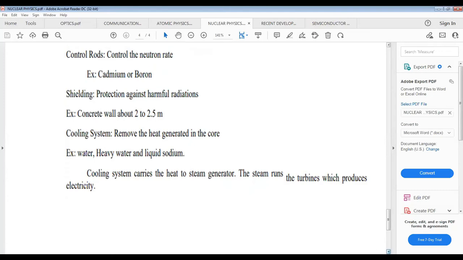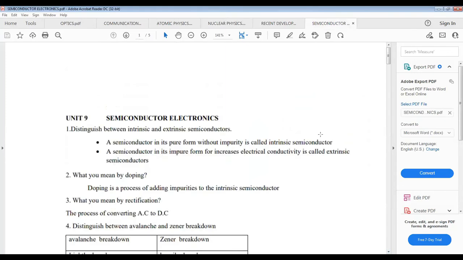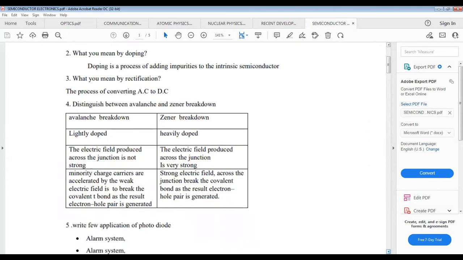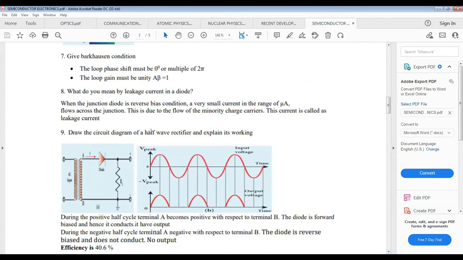Then coming to our next one, semiconductor physics. In semiconductor physics, there are some important 5-mark questions: half wave rectifier, full wave rectifier. This is your half wave rectifier. What is a rectifier? A rectifier is a device which converts AC into DC.